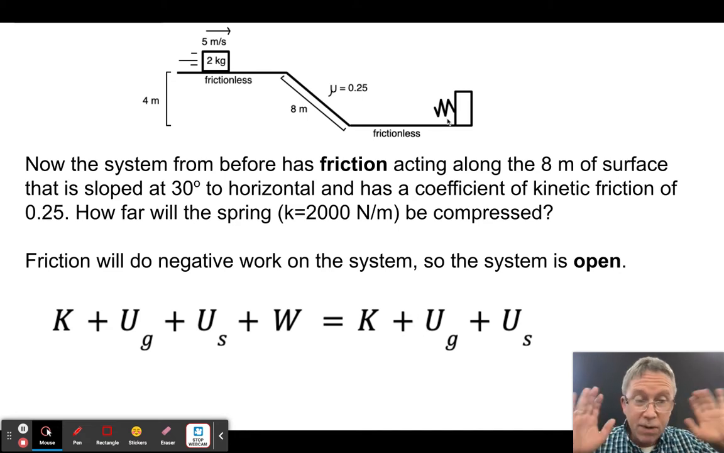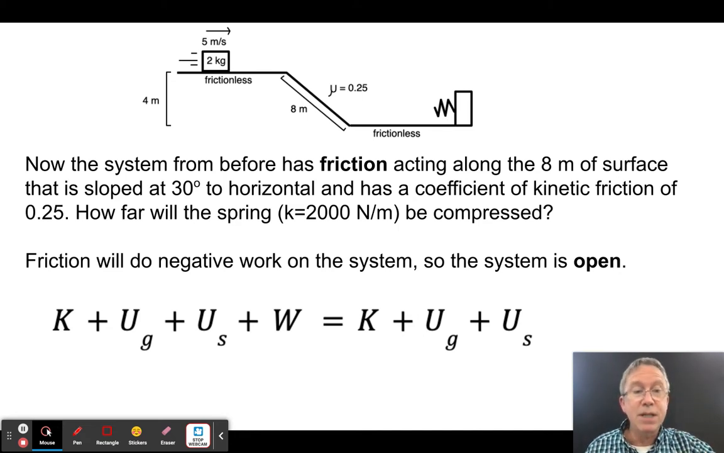What we should realize right away, you should be able to say it's going to be compressed less. And the reason it's going to be compressed less is because friction is going to do negative work on this. Energy is going to be taken out of the system by friction and dissipated as heat. Because when this thing slides down here, remember, friction is acting against its motion. And when you have force acting against the direction of motion, it does negative work.